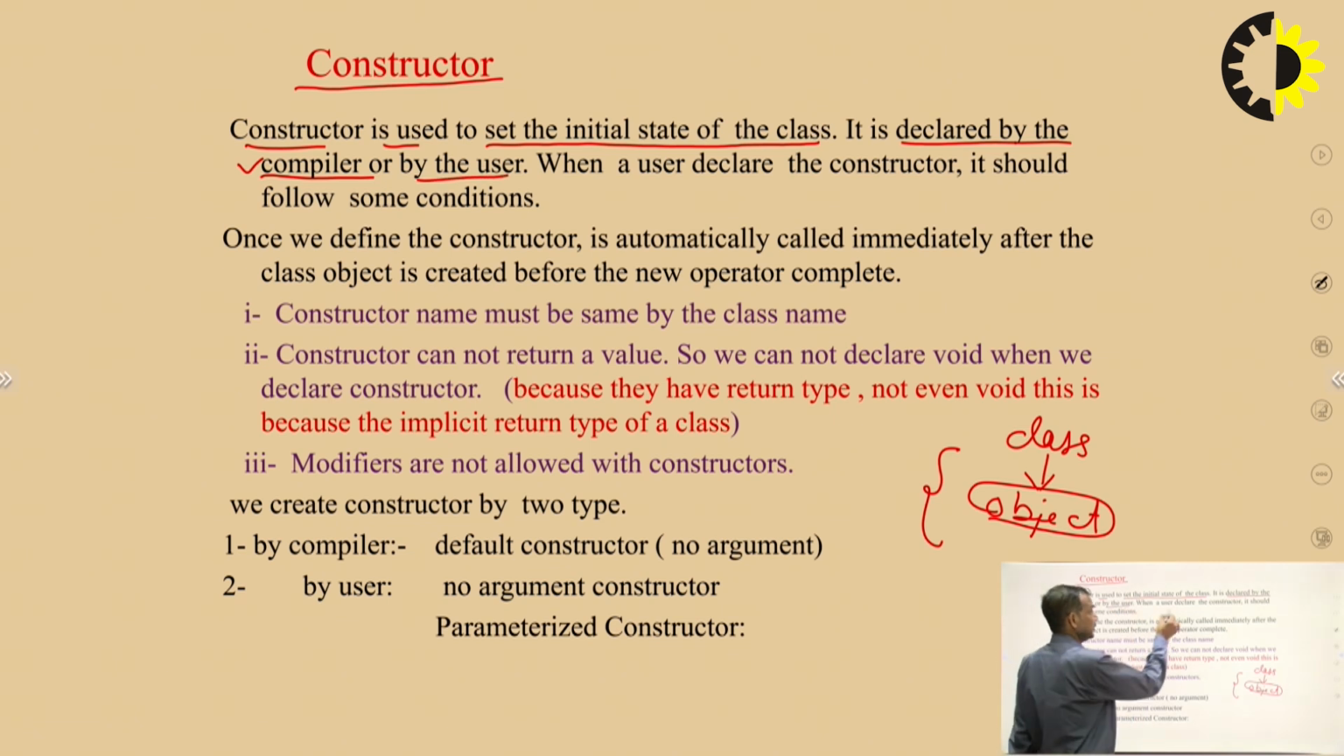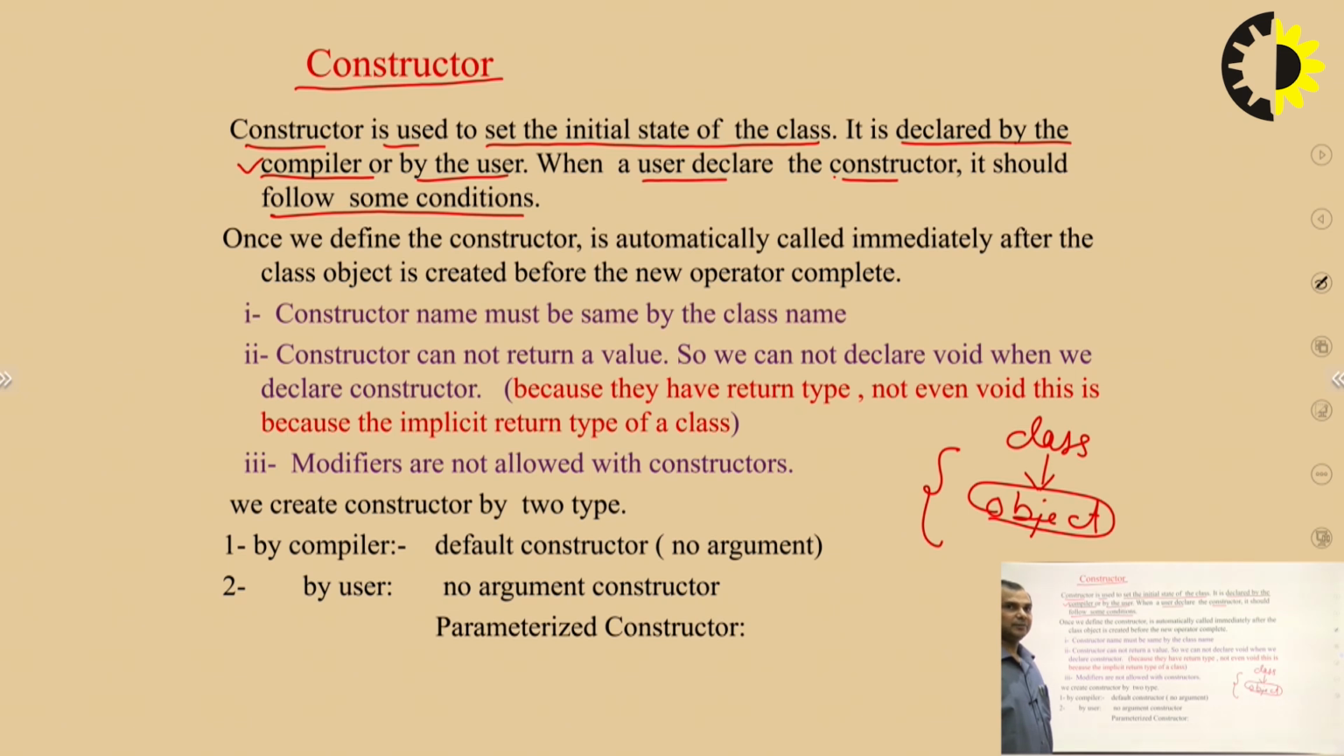When a user declares the constructor, it should follow some conditions. But there are 2 cases. One is we do not declare a constructor inside the class. So the compiler declares a constructor, and that constructor is known as the default constructor, and there is no argument, meaning it has 0 parameters. If the compiler calls the constructor, that constructor is known as the default constructor.